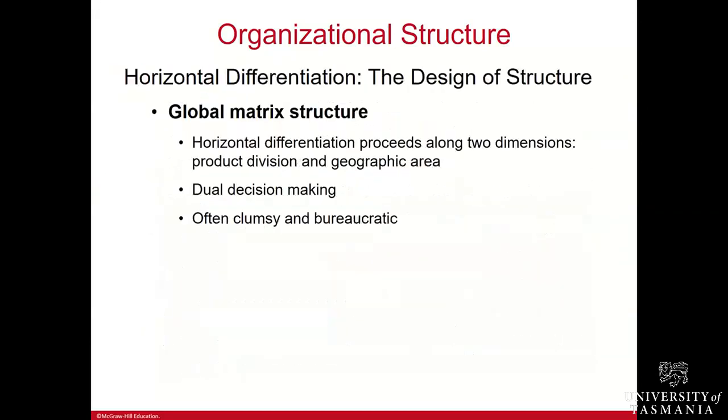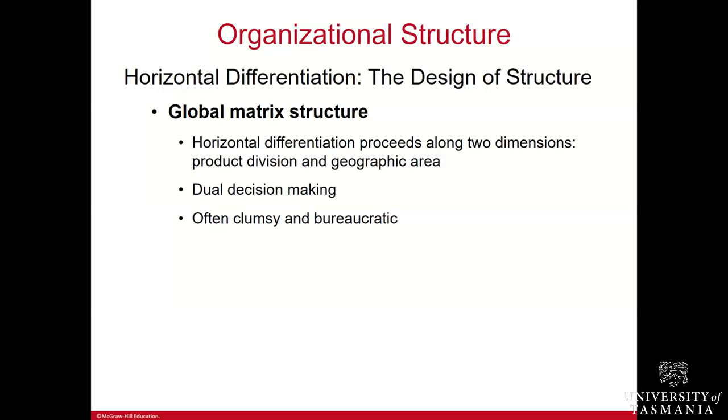Okay. And then matrix. Matrix is much more complex, and I cannot say it's a 100% successful model, because it has a lot of drawbacks. But let's talk about what it is. In the global matrix structure, horizontal differentiation proceeds along two dimensions. I mean, under this structure, horizontal differentiation has two dimensions. The first one is product division, and the other one is geographic area.